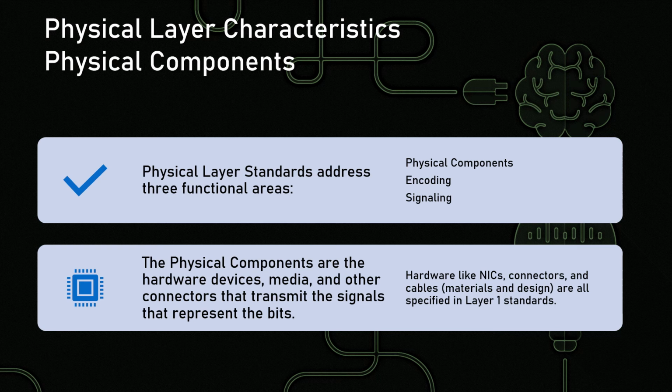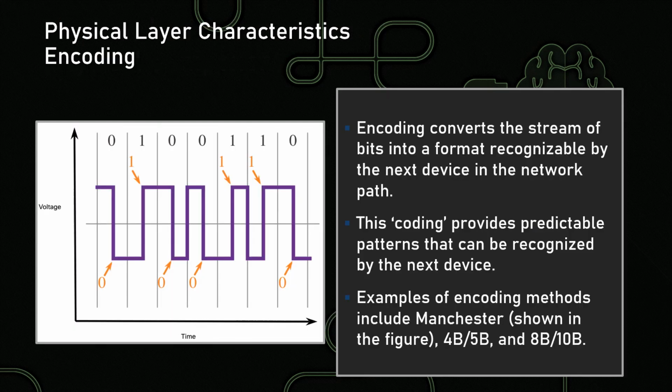Physical components are very, very important. Obviously, we couldn't have the network without them. But otherwise, without encoding and signaling, they're just hunks of silicon and metal. So encoding means that we have to have an established primary method.